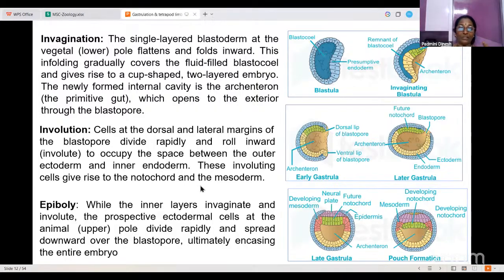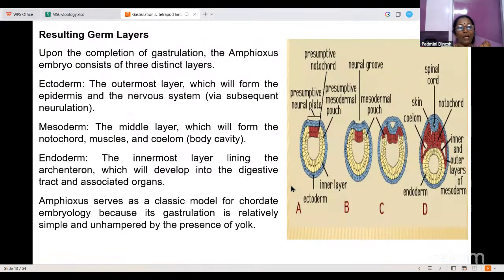And this archenteron is the one that is going to be forming the digestive tract. Because of the formation of this digestive tract, the name gastrulation was given, because of the formation of the GI. Okay, so here you can see the resulting germ layers. What are the resulting germ layers over there?